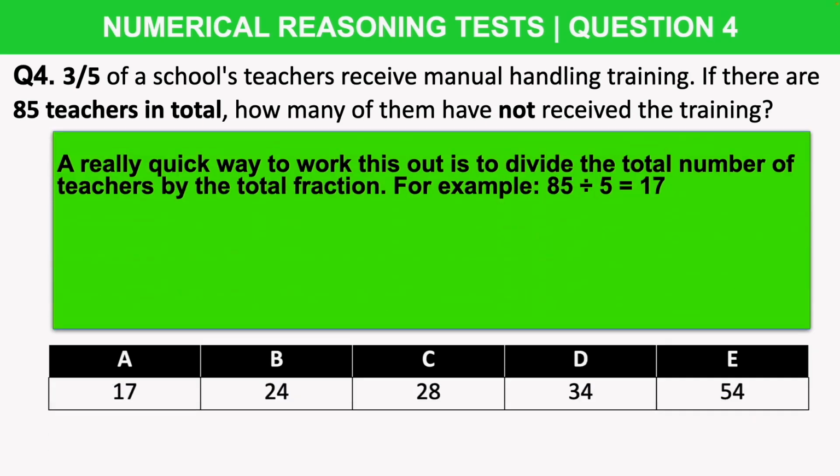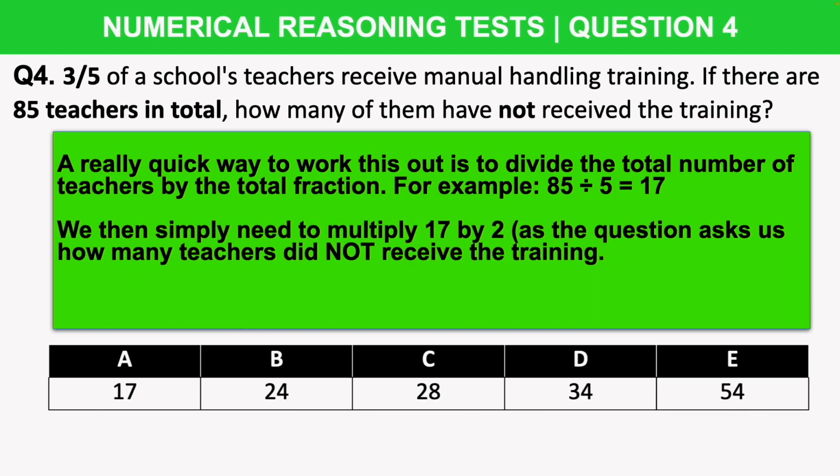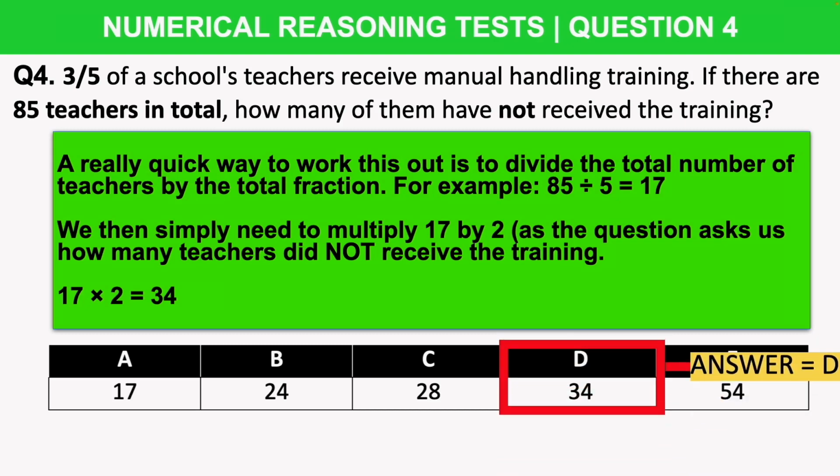Now, a really quick way to work this out is to divide the total number of teachers by the total fraction. So what I mean by that is, for example, we can take 85, because that's the total number of teachers, and divide it by 5 because the fraction is out of fifths. So 85 divided by 5 equals 17. We then simply need to multiply 17 by 2, as the question asks us how many teachers did not receive the training. So there are 2/5 of teachers that did not do the training. So 17 multiplied by 2 gives us a total of 34. So it's 34 teachers. The correct answer is D.